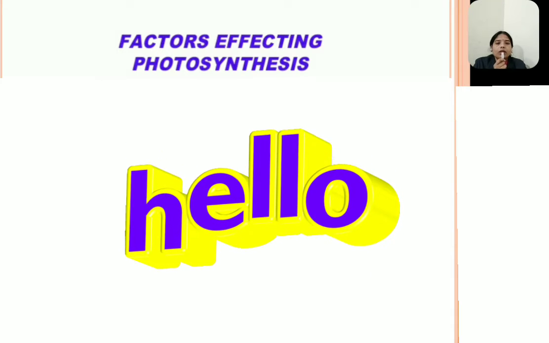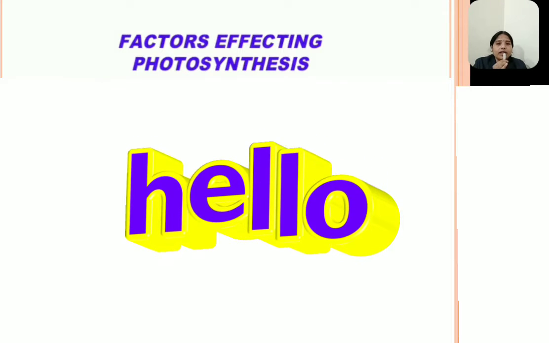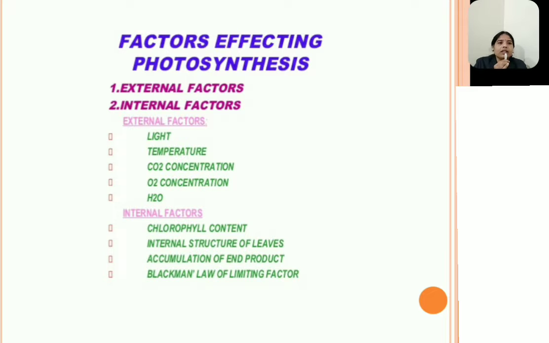Hello students. Today we study factors affecting the rate of photosynthesis. So here factors are two types, internal factor and external factor. So first is internal factor.